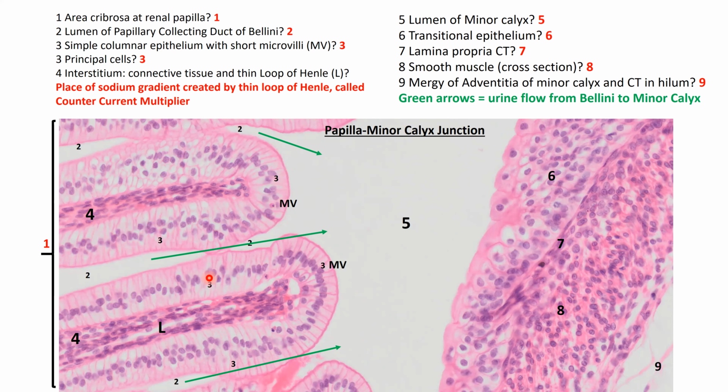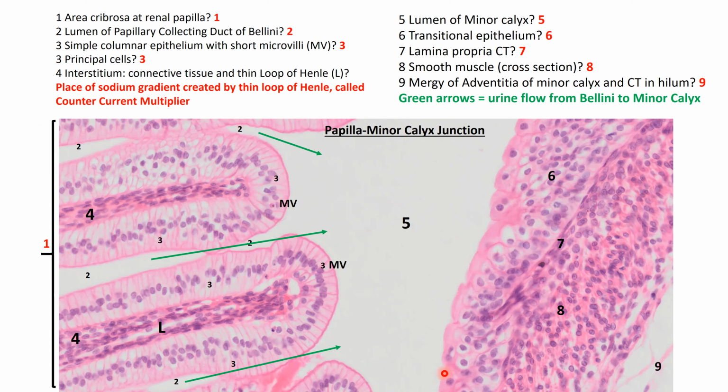So therefore, this territory is the place where the sodium gradient is created by the loop of Henle, which we call the countercurrent multiplier. So that is sitting right in here, guys. Okay? So number 5 is the lumen of the minor calyx. On the other side of the cliff, right? This is now your transitional epithelium. You can see very nicely the dome-shaped cells.